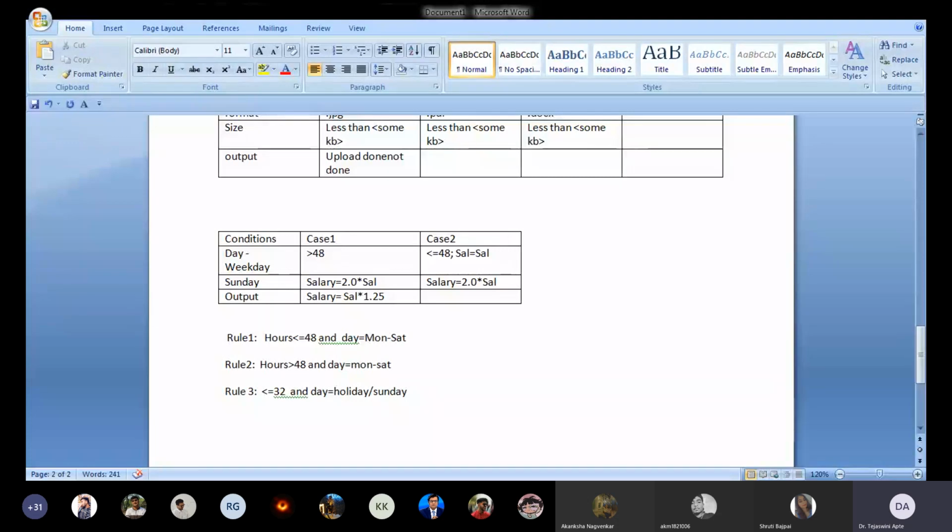What is the 1.25 of salary? See the example. What they are saying is: if the hours over 48 on normal working days are calculated at the rate of 1.25, that means above 8 hours, if the person is working, then I'm going to have the output, which is 1.25 of salary. So action stubs are the output. Condition stubs are going to be the input. And rule 1, rule 2, and rule 3 are going to be the combination of all the conditions.